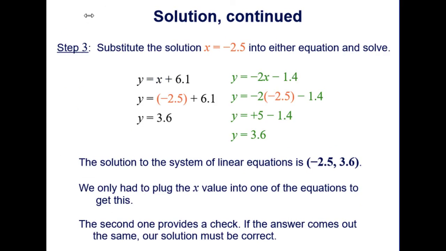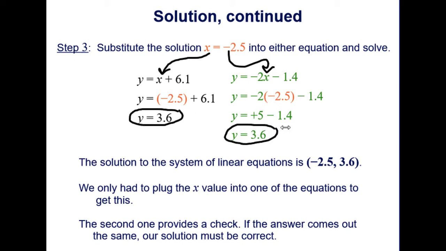So we're going to substitute that solution, x equals negative 2.5, into either equation and solve for y. This is showing you it substituted into both equations, the first one and the second one. You don't have to do both, but let's see that we get the same answer of 3.6 if we chose either equation for y.